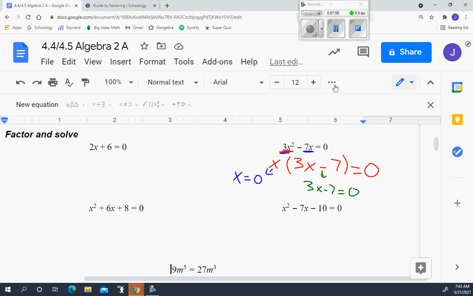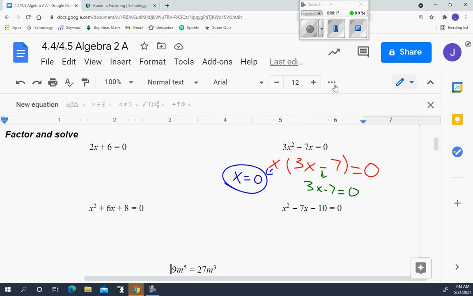So, first answer, x equals 0. It makes sense. Go back to your original equation, way up here. If x equals 0, well then I'd have 0 minus 0, which equals 0. So x is equal to 0. A lot of people forget that answer. You cannot forget it, because it is an answer.